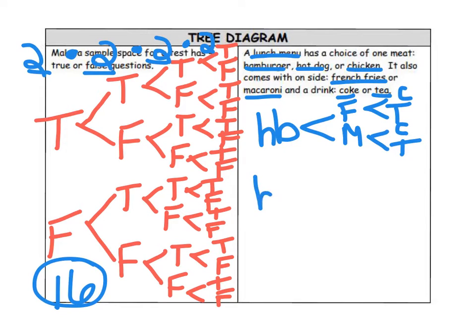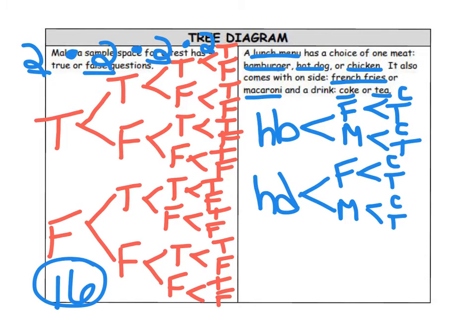Okay, now if you have a hot dog, same thing. You have a choice of fries or macaroni, Coke or tea. Okay, so that's another 4 combinations, right? And then the last one is the chicken, fries or macaroni, and Coke or tea.